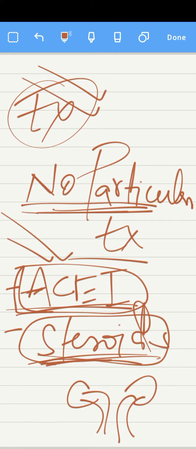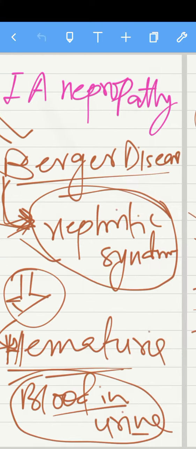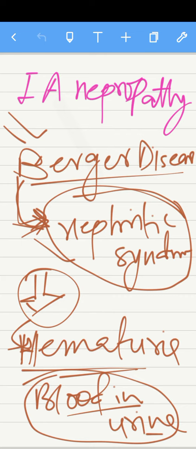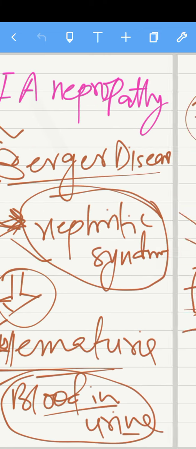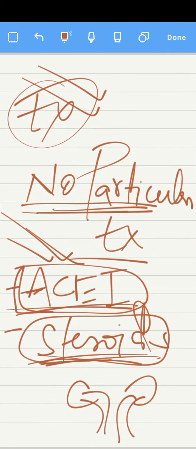So Buerger disease is a disease of the kidney which involves nephritic syndrome, and hematuria is there, and proteinuria also occurs, but to a lesser extent. So to prevent that proteinuria, ACE inhibitors and steroids can help. So this is Buerger disease.